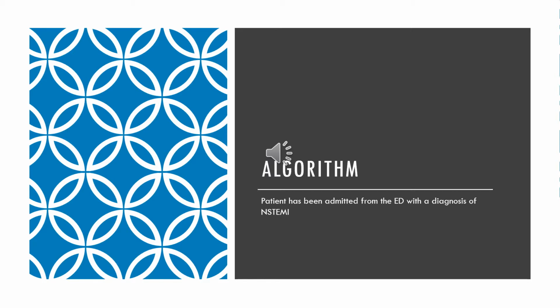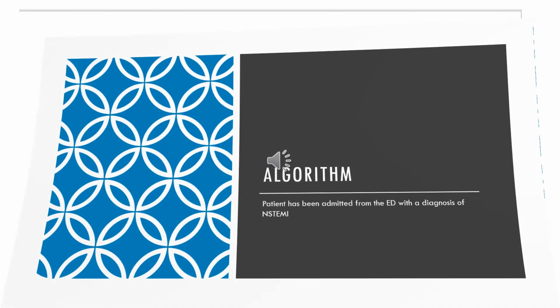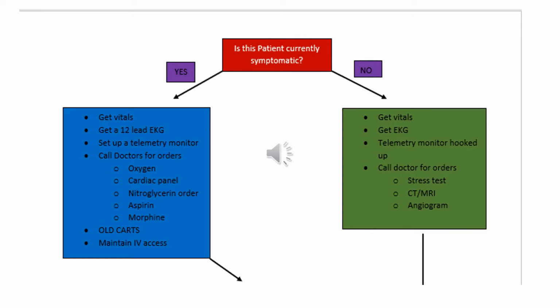Now I'm going to be talking about the algorithm that I or a nurse on the unit would use if we were to get a patient admitted with an NSTEMI. Here we're going to start out as the patient being admitted from the emergency department with that diagnosis. Just to explain a little, any questions that are going to be asked are going to be in a red box. The answers are going to be in purple. And then we have the blue and the green boxes, and those go together as the algorithm goes down.